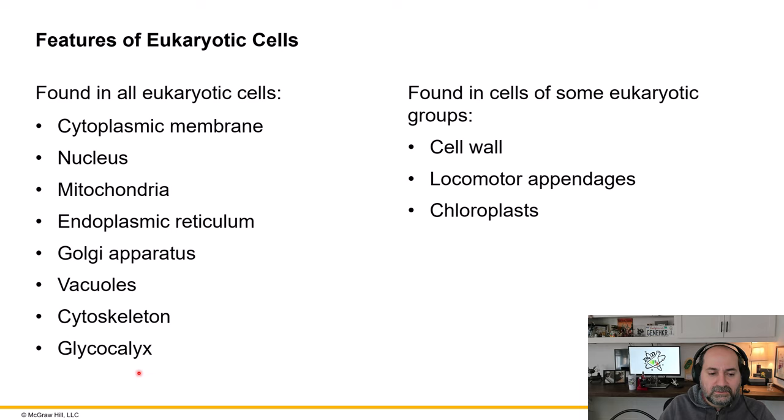Now, some eukaryotes have a cell wall. For example, plants and algae can have a cell wall of cellulose. Fungi can have a cell wall of chitin, but not all eukaryotes have a cell wall. Eukaryotes can have locomotor appendages, such as a flagellum or cilia, or form pseudopods, but obviously not all. And eukaryotes can have chloroplasts if they are photosynthetic eukaryotes like algae.